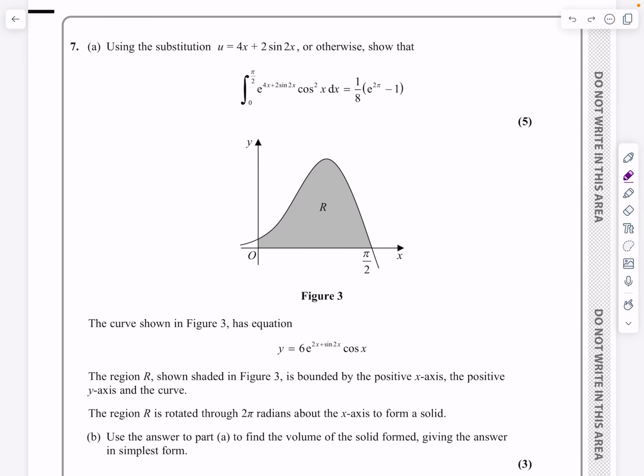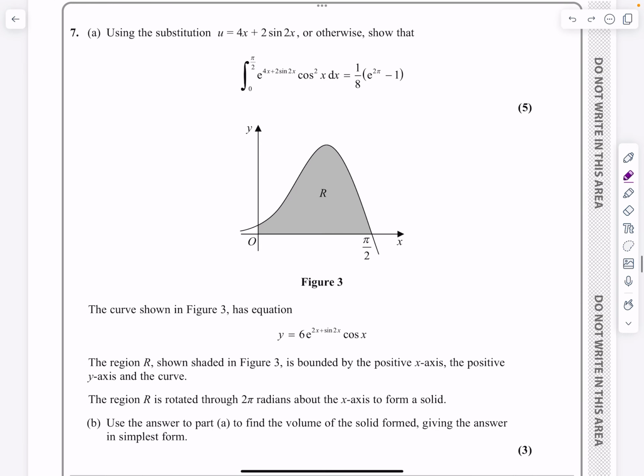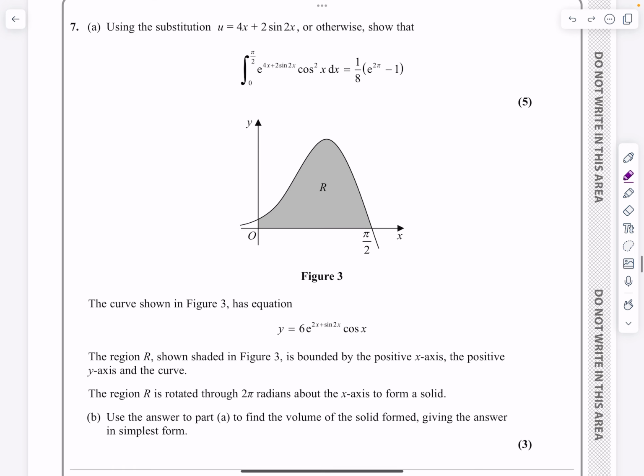Okay, this is the P4 paper from January 2024. It's question number 7, and as we can see, this is an integration question, in particular integration using substitution. And if we look at the second part, we can see this is a volume of revolution. But let's have a look at this part A because it looks particularly nasty.